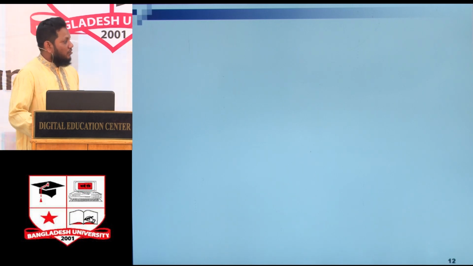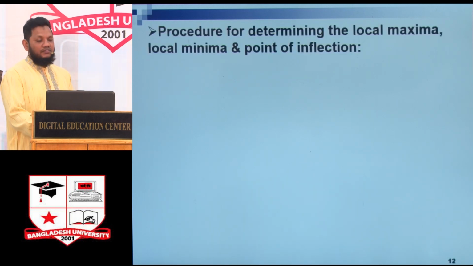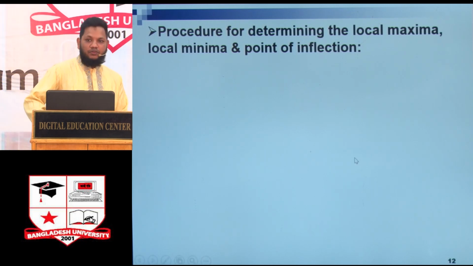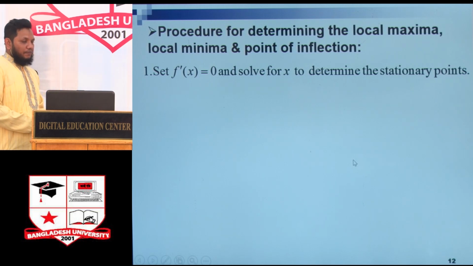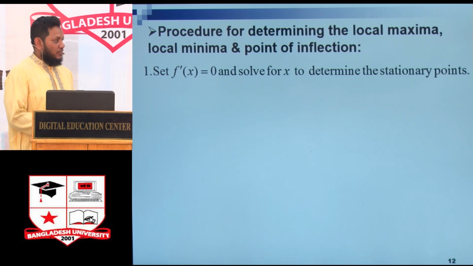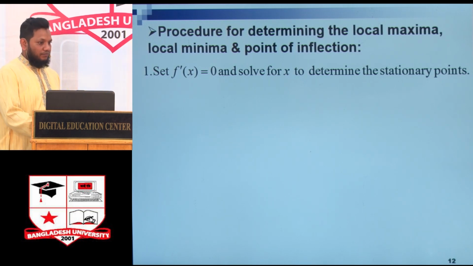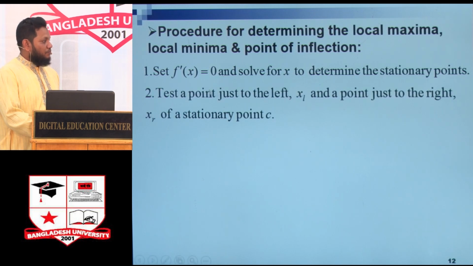Now, we'll discuss the procedure for finding the local maxima and local minima and also the point of inflection. At first, set f prime x equal to 0, because we have to find the stationary point first. So if f prime x equals 0, we may get some values of x, and test this point just to the left side, xl, and just to the right side, xr, of the stationary point C.